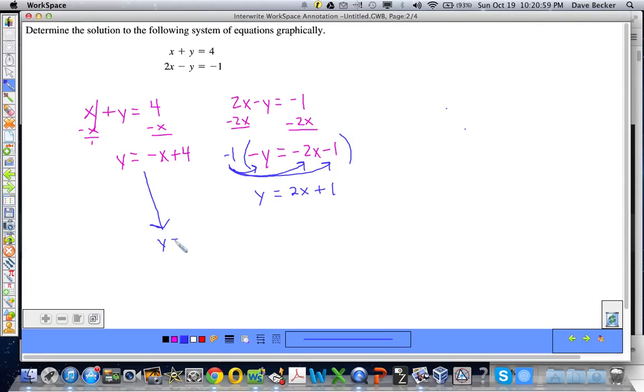I have y equals negative x plus 4. And then I move this guy down and I have y equals 2x plus 1. You don't have to move them down if you don't want to. I just wanted to show you that we have a system. And so we're trying to find out what value of x and y, what x coordinate and what y coordinate, can we get that is true for this equation and for this equation. And all we have to do is graph it.